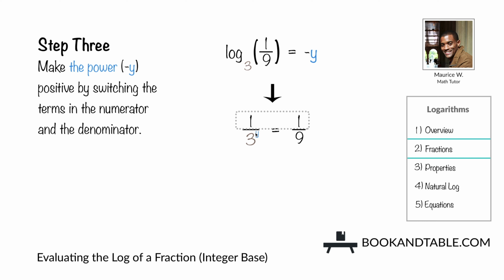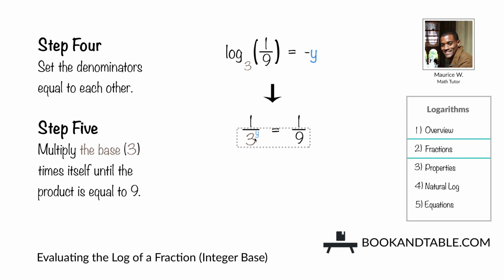And now we see our numerators. We have 1 is equal to 1. So that makes sense, but that doesn't help us. So now we examine our denominators. And we have 3 to a power of y is equal to 9. So since we can have a base of 3 and wind up with a product of 9, we're going to use our denominators to help us solve for y.